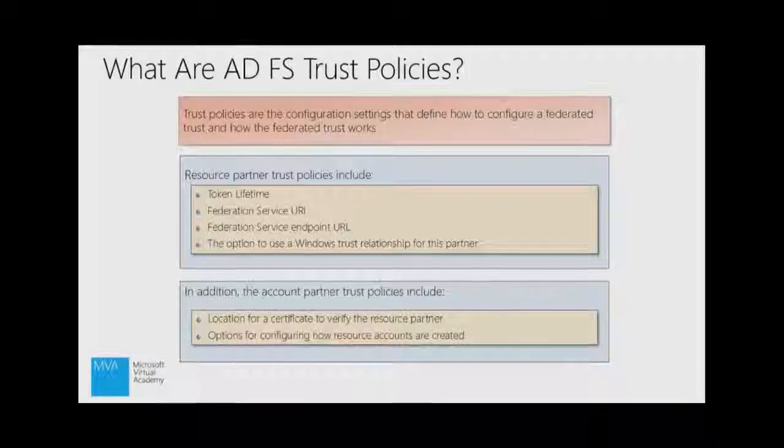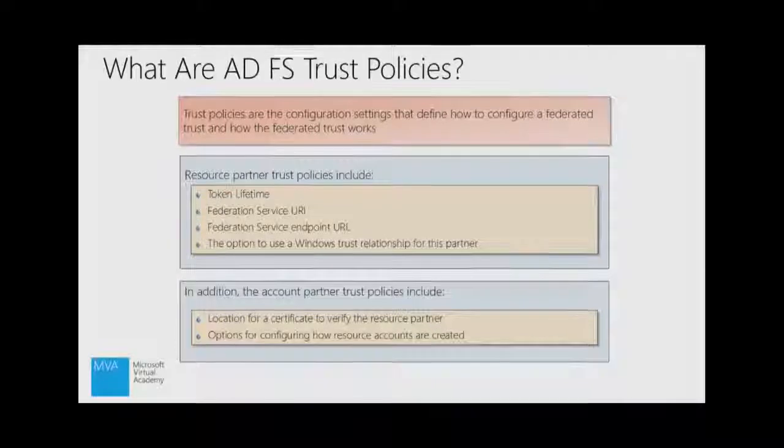Trust policies are the config settings that define how to configure a federated trust and how the federated trust works. Resource partner trust policies include token lifetime, how long the tokens I'm going to get are good for, Federation service URIs and endpoint URLs. Again, these servers have to know about each other. My accounts Federation services and the resource organization Federation services have to be aware of each other. And the option to use a Windows Trust relationship for this partner if one exists. In this case, the idea of Federation services is not to use Windows Trusts.